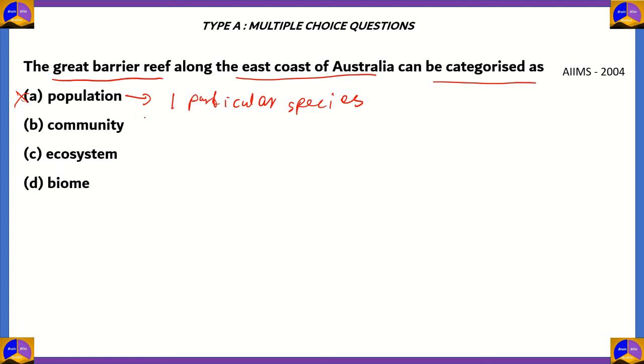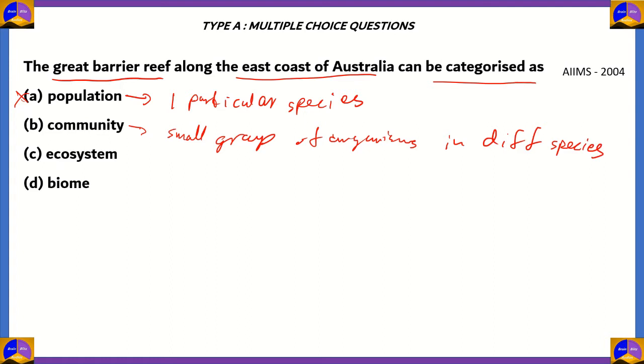Well, a community is a small group of organisms of different species which live together and depend upon each other. So an example for these would be the small reefs found near, say, an island. So these cannot be used to describe the Great Barrier Reef, so option B is incorrect.